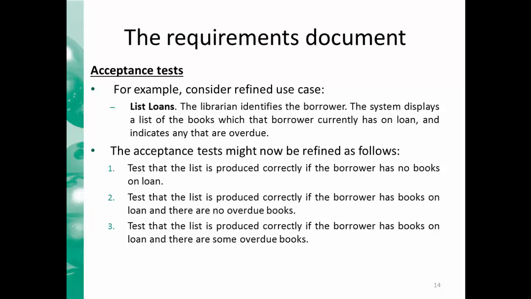So now we provide some acceptance tests, okay, to ensure that this use case is implemented the right way as described. So example of acceptance test that we may use, we need to test that the list is produced correctly if the borrower has no books on loan. So we take the absolute situations. One of the absolute situations that we have a borrower, but that borrower has no books in loan. Can the system produce this list? Which means an empty list of loans for the borrower.